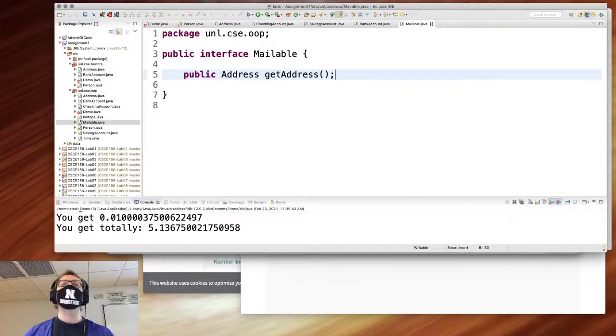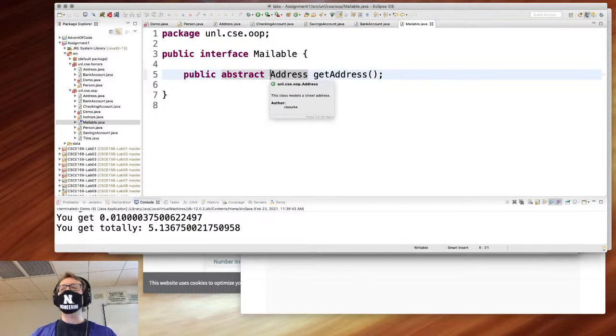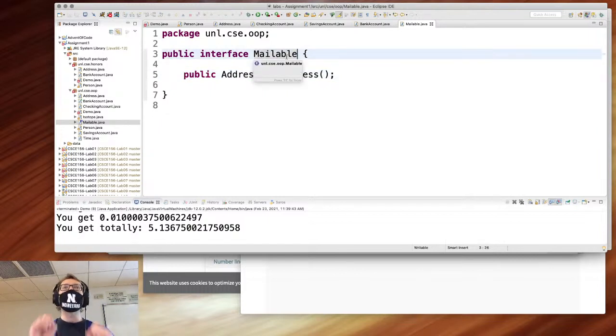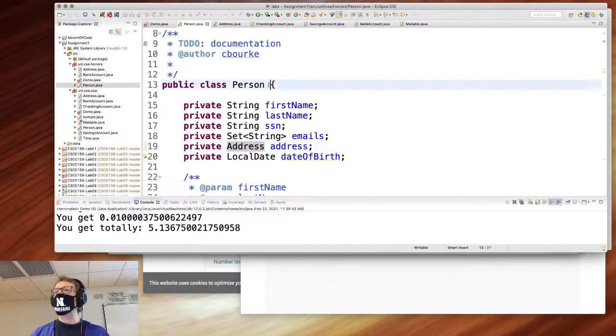That's a pure abstraction. Now, you could write here abstract, but that's superfluous because this is already an interface. It's not a class. So you can put this here, but generally you don't. Public address, get address. Anything that is mailable now is going to be required to have this method called GetAddress that returns an address. So let's go over here to the person class.